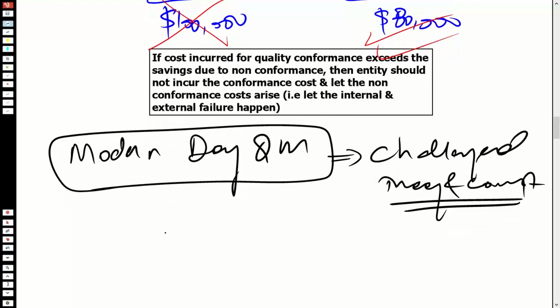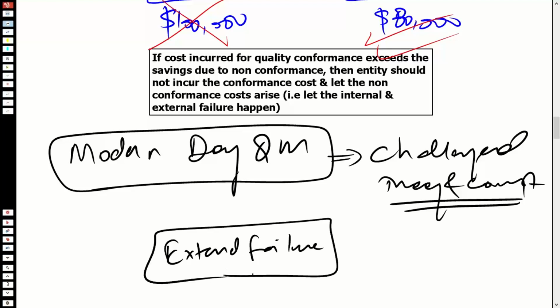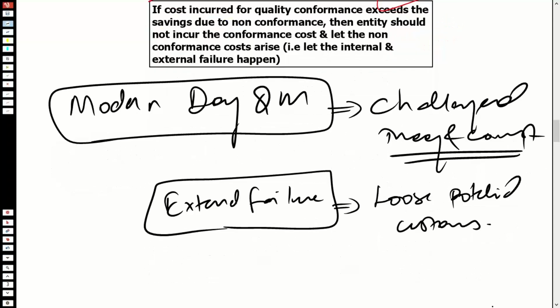Why? Because their viewpoint was that, look, if you have external failure, that is, if your customers are not happy, you would tend to lose so many potential customers. Why would you lose so many potential customers? Because generally speaking, if you are good, this news may take time to spread.